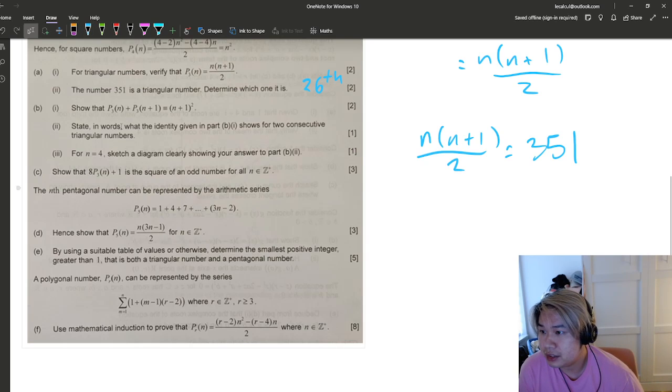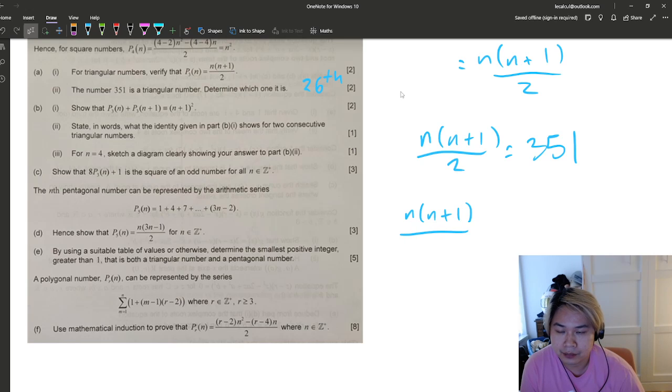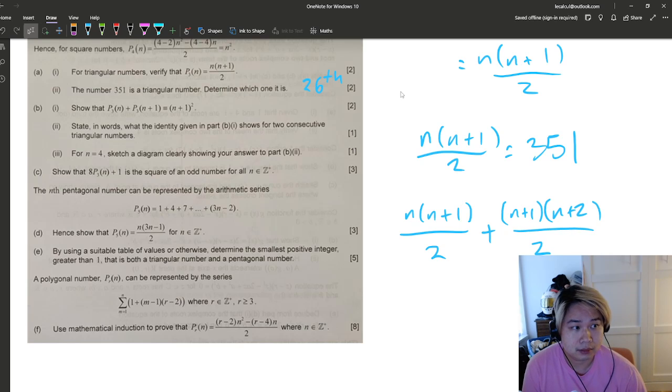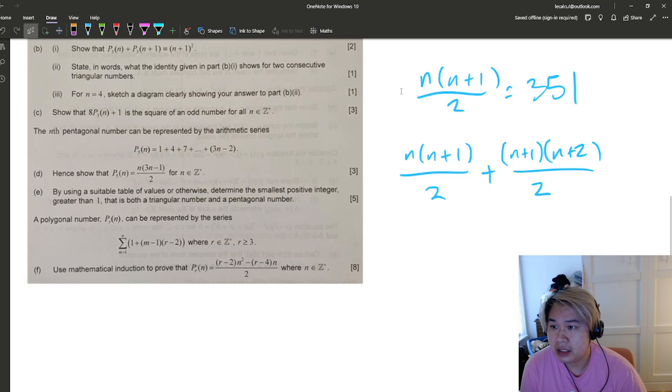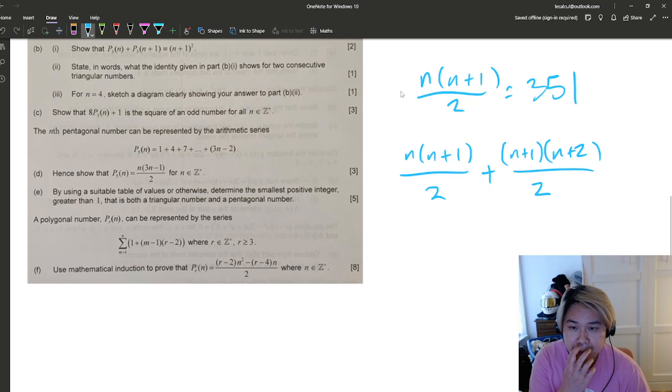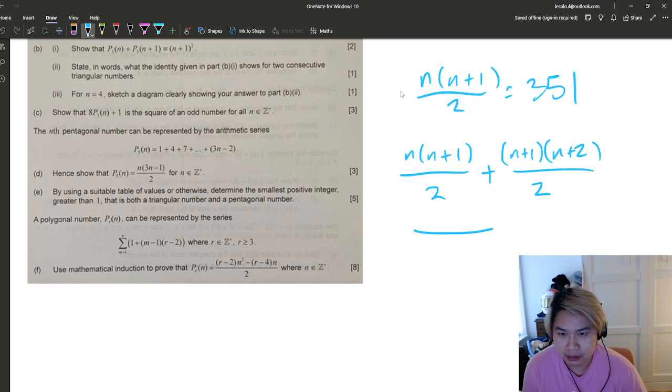Okay, now we're going to show that p3 of n plus p3 of n plus 1 is, well, an identity of n plus 1 squared. Okay, so easy enough to do. P3 of n is just this expression. P3 of n plus 1 is going to be (n plus 1) times (n plus 2) over 2. Okay, and then we can add these together.